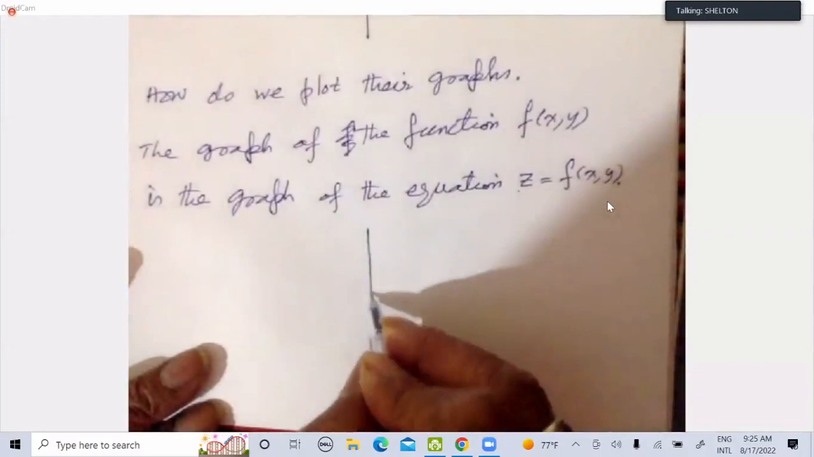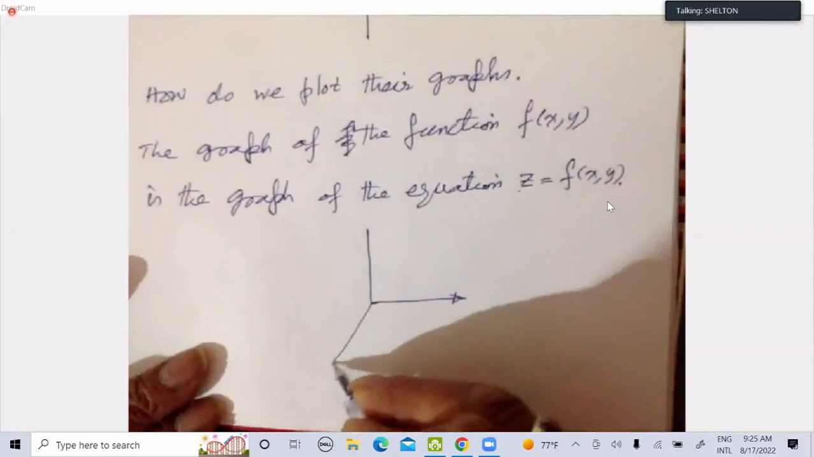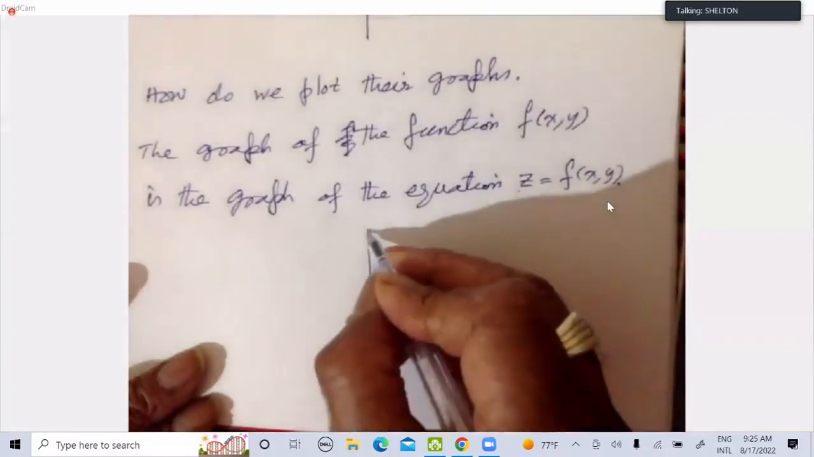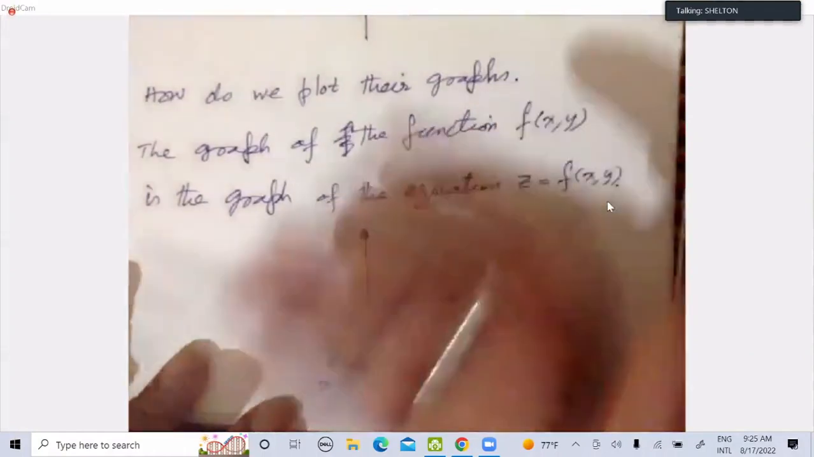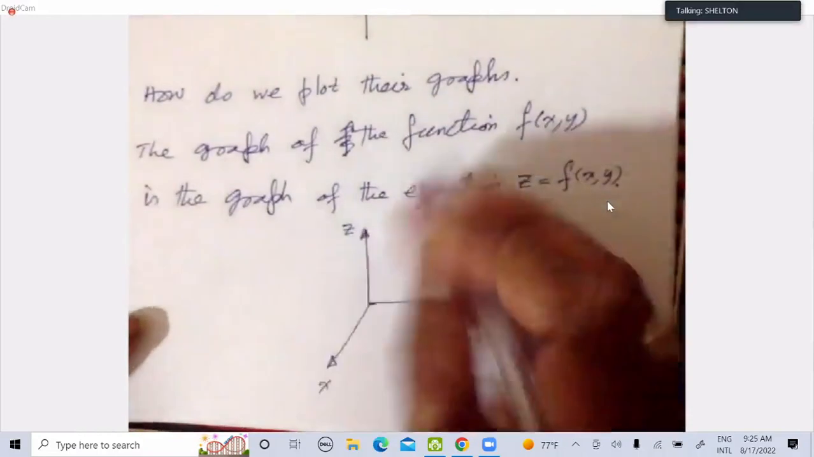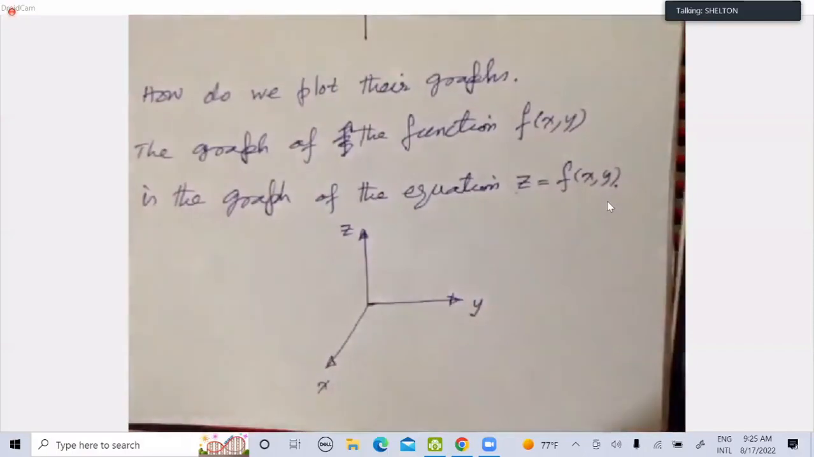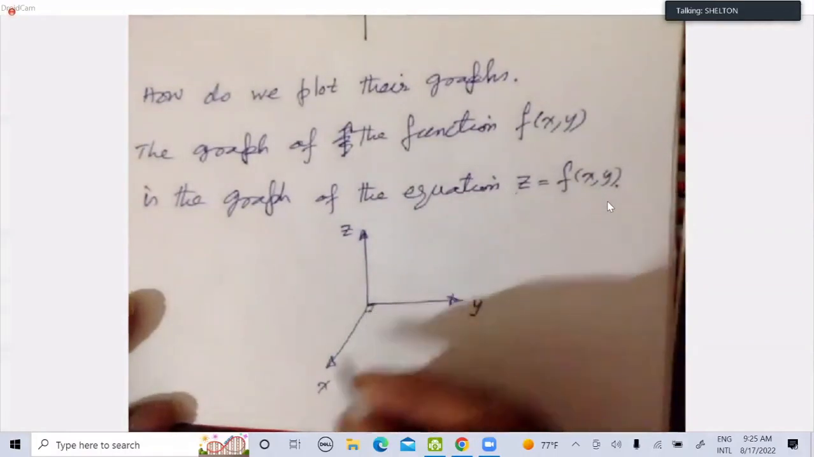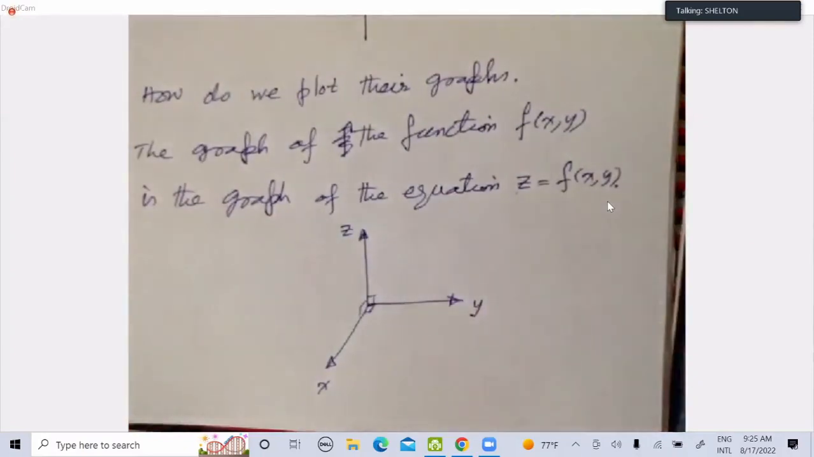So to sketch the graph of a function of two variables, we need three mutually perpendicular axes. Okay, understand this. Vectors, we did this. The x-axis is coming perpendicular to the yz plane, which is the plane of the paper. The x-axis is perpendicular to it, so we draw it like this. What is this angle? This is 90 degrees. This is also 90 degrees. This is also 90 degrees.